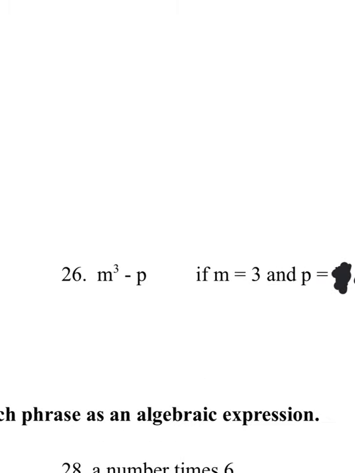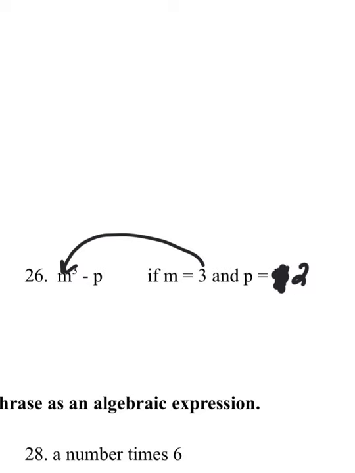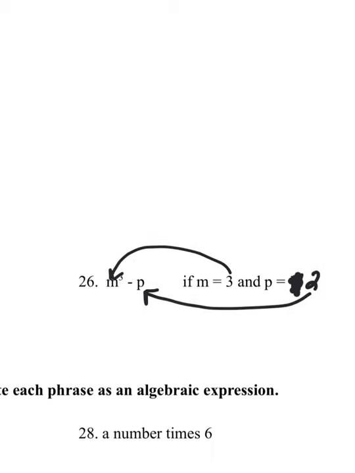And the last one, again, show my arrows of what I'm doing. I'm going to rewrite it. Gives us 3 to the third minus 2. Go through our PEMDAS, do our exponents first. 3 to the third power is 27 minus 2. And that's going to end up with 25.